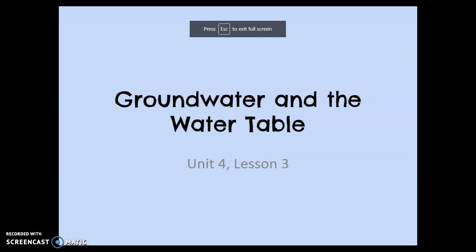Today we are going to be talking about groundwater and the water table. So far in our water cycle, we know that a part of the water cycle is either runoff or infiltration. So runoff leads to surface water, which is what we focused on last time. And now today we're going to talk about what happens to that precipitation if it infiltrates into the ground. So remember that infiltration, it's moving, it's being soaked into the ground, and it becomes groundwater.